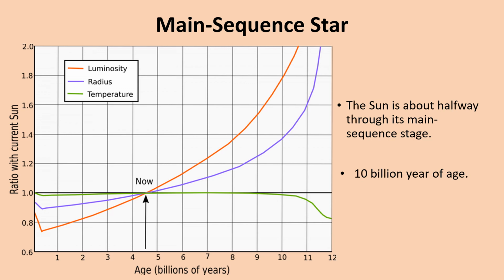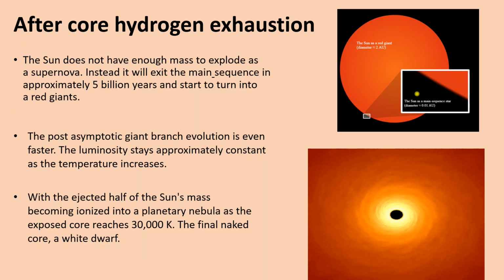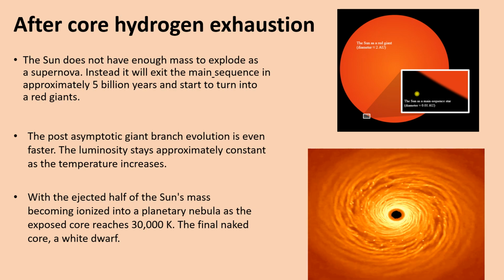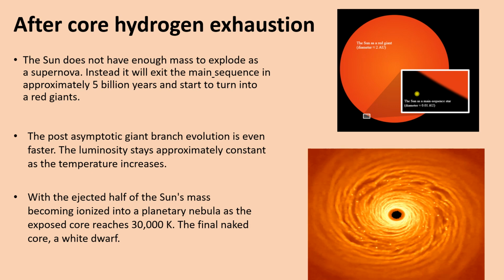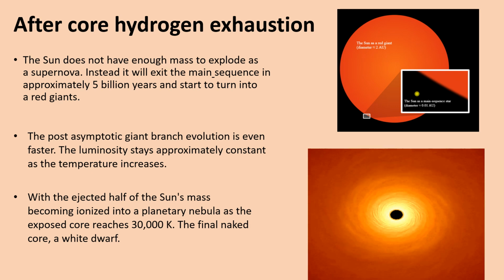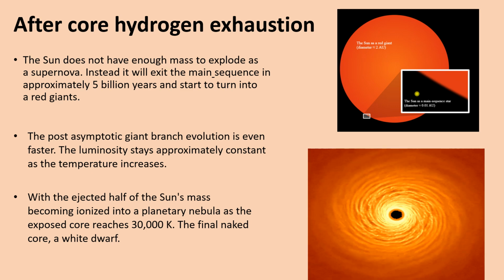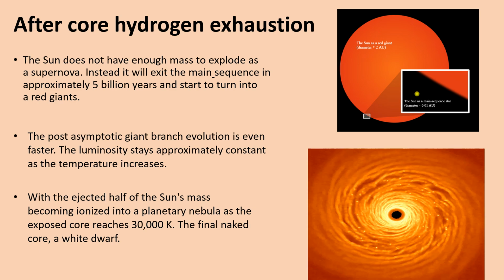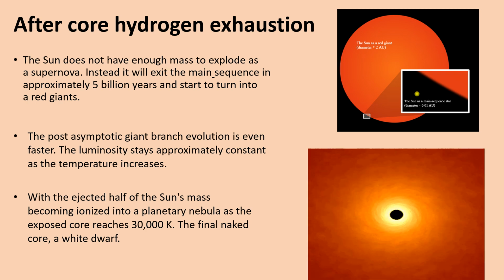How does our Sun's fuel get exhausted? Now what will happen when there is not enough fuel to convert hydrogen into helium and the hydrogen is exhausted? The sun basically turns into a red giant and finally from a red giant to a white dwarf. The sun is considered a low mass star, and since its mass is not enough for a supernova explosion, the sun will exit the main sequence in approximately 5 billion more years from now and start to turn into a red giant.